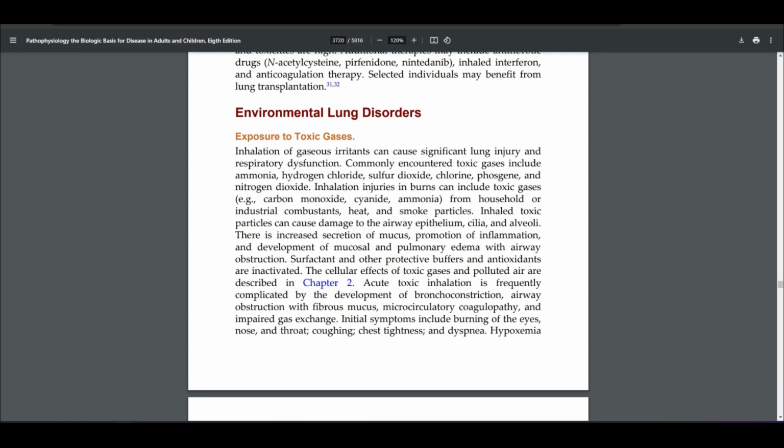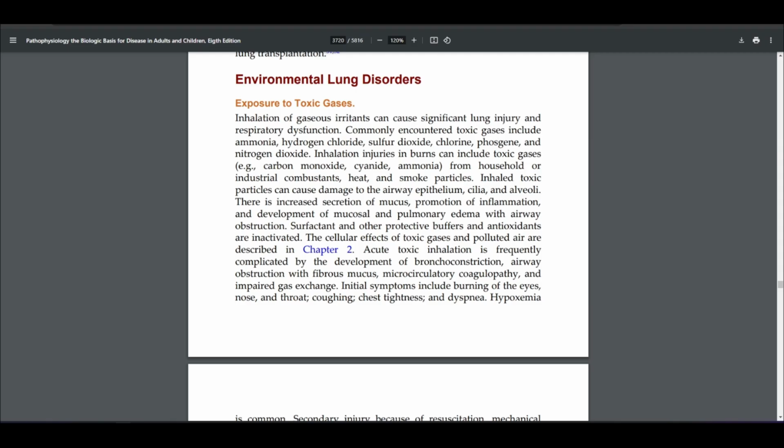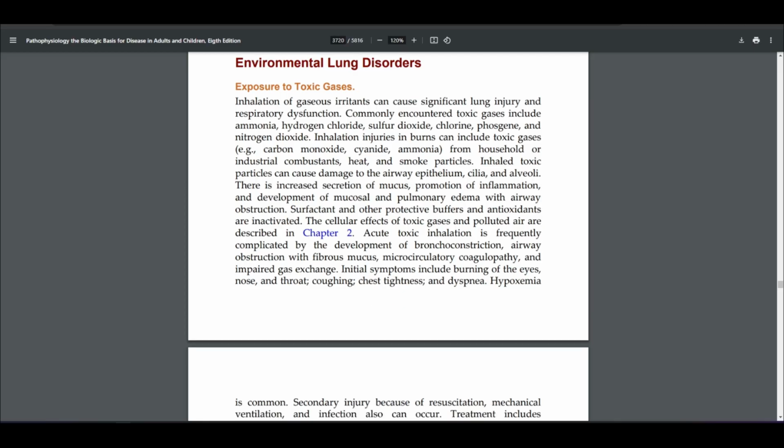Environmental lung disorders: exposure to toxic gases. Inhalation of gaseous irritants can cause significant lung injury and respiratory dysfunction. Commonly encountered toxic gases include ammonia, hydrogen chloride, sulfur dioxide, chlorine, phosgene, and nitrogen dioxide. Inhalation injuries and burns can include toxic gases such as carbon monoxide, cyanide, and ammonia from household or industrial combustants, heat, and smoke particles.